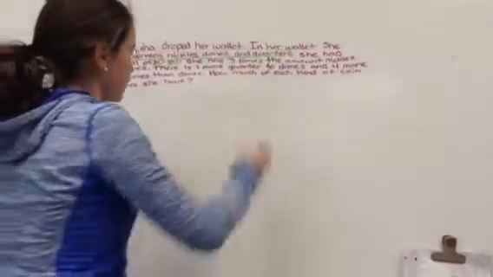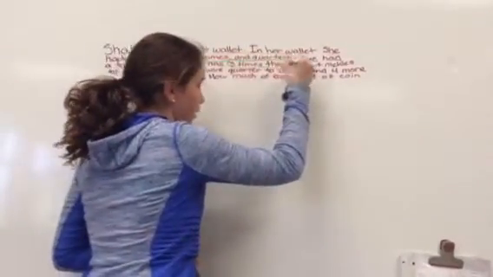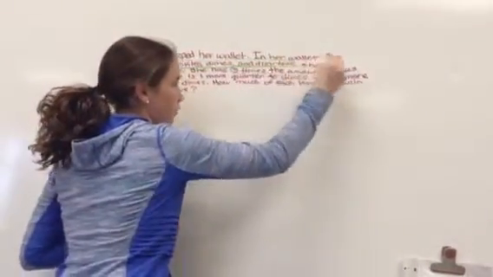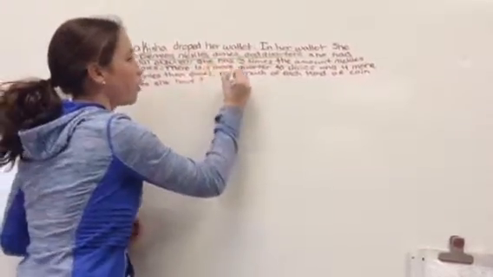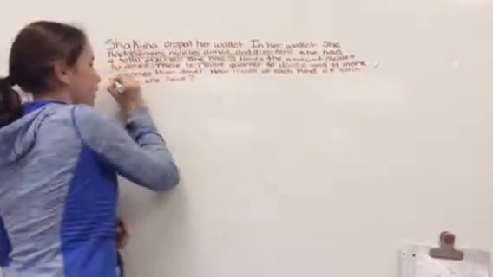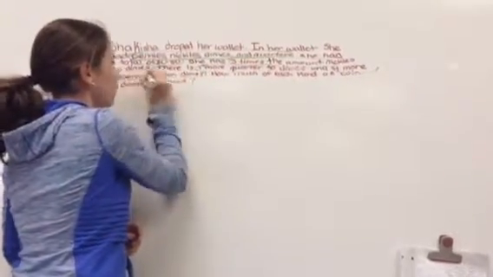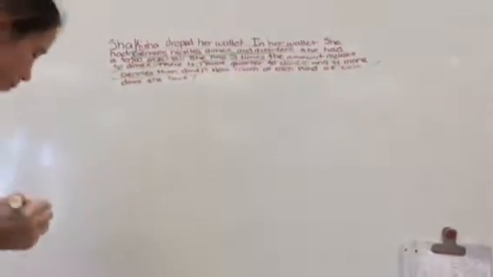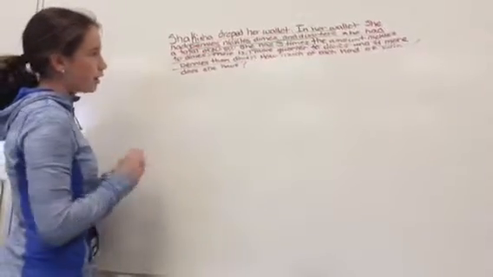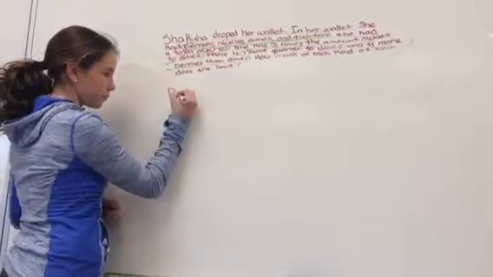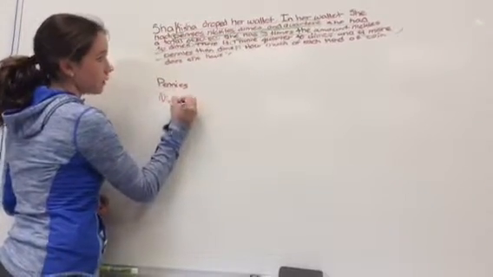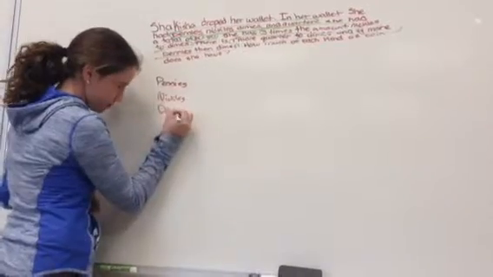She has 3 times the amount of nickels to dimes, 1 more quarter than dimes, and 4 more pennies than dimes. So first I'm going to make a chart. Next I'm going to make a chart with pennies, nickels, dimes, and quarters.